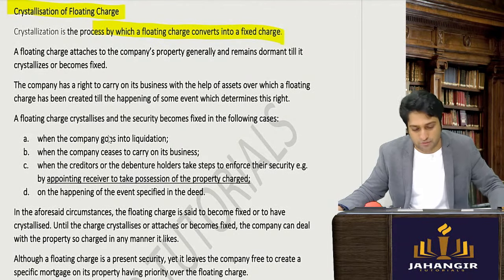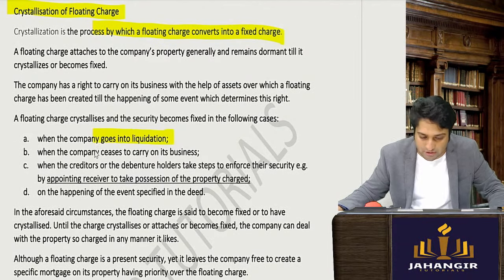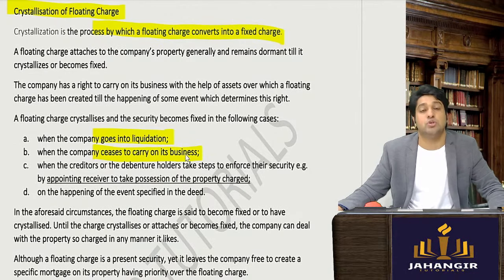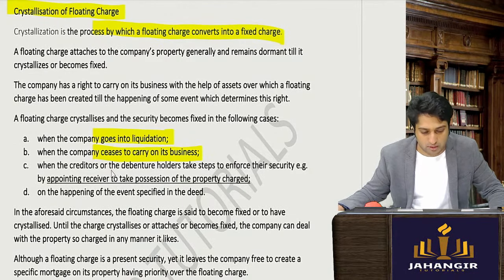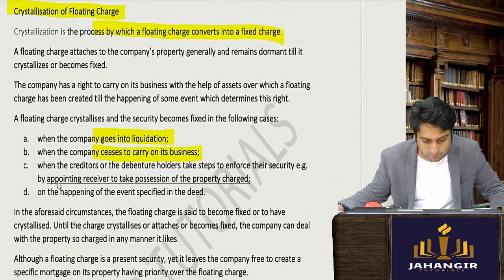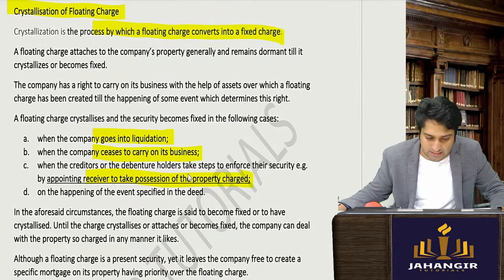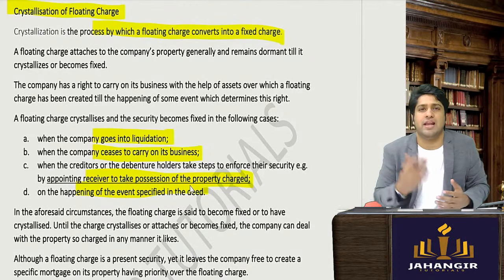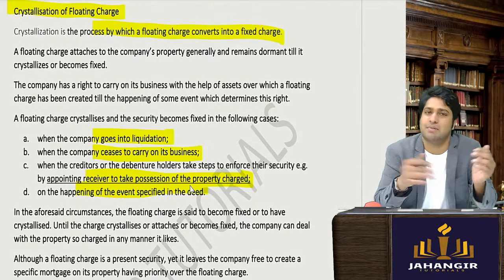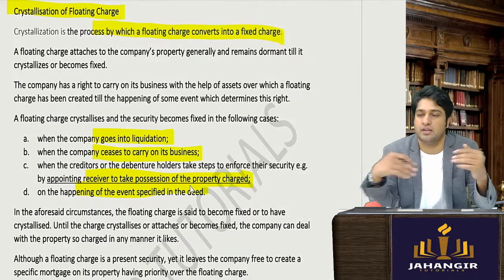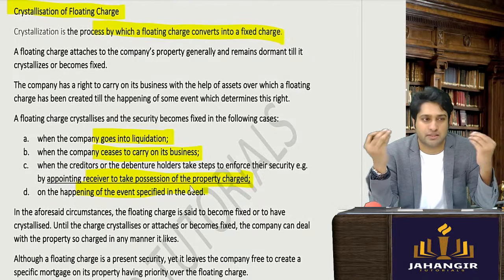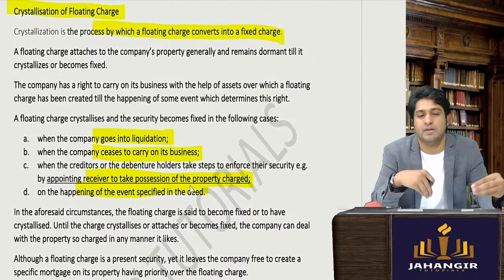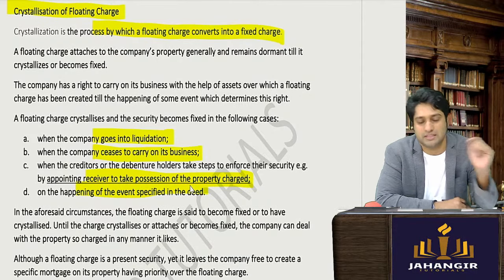Now when does it become fixed? Obviously when the company goes into liquidation, or ceases to carry on business, and the receiver has taken possession of the assets, or on the happening of any specific event in the deed. If you violated, you've done something wrong, then the bank will say, stop this floating. Now it will not float. Now it is fixed. Whatever assets are there, I will take these assets, these lot numbers, and sell.